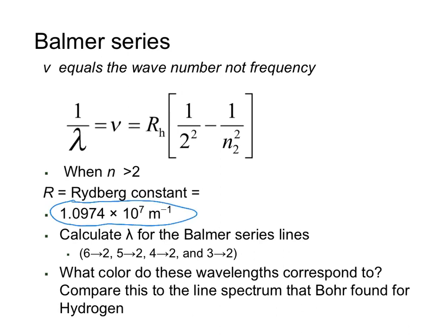So we have our Rydberg constant here, so R will be equal to 1.0974 times 10 to the 7th inverse meters. And what we can do is to actually calculate the wavelength released for each of these transitions. From 6 back down to 2, 5 back down to 2, and so on. And so we can calculate the wavelength of these various transitions using our Balmer equation, which tells us what color they would be.